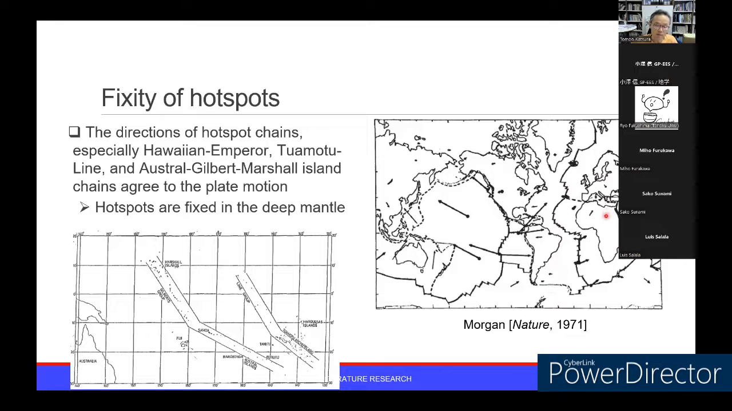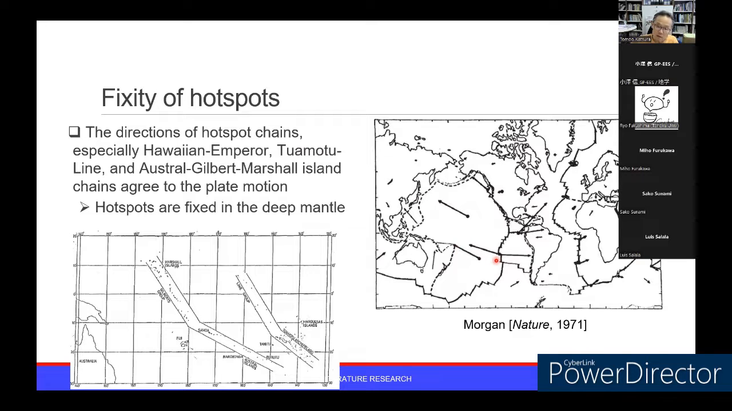This map is from a famous paper by Morgan, 1971. The thick arrows show the direction of the volcanic chains of the hotspots, and the small thin arrows express the direction of the plate motion. You can see this is the Hawaiian chain, and this is the Hawaiian Emperor chain, this is the Tuamotu chain, and this is the Austral Gilbert Marshall Island chain.